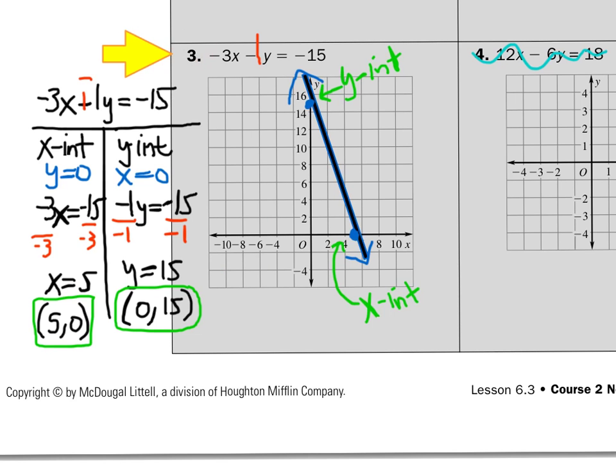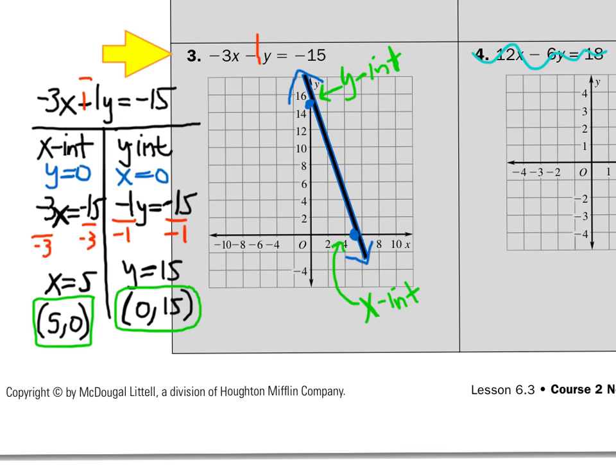Okay, take a look at number 3, and I actually like this one. It's negative 3x minus y equals negative 15. So the first thing you do, grab your red and put in that giant invisible 1 in front of the y so we can see it. And then notice how I wrote it over here in the margin. So negative 3x minus 1y equals negative 15.